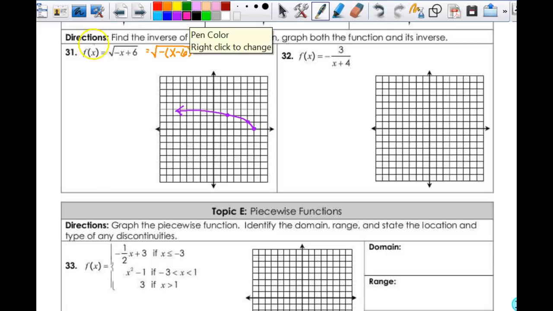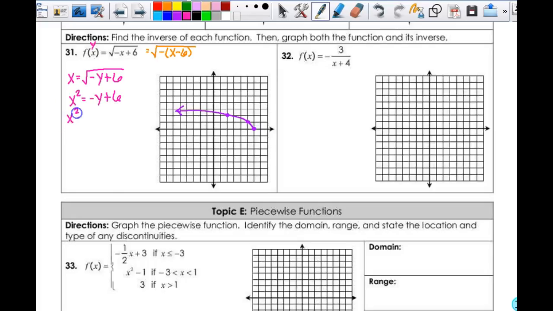So for the inverse, if I think of this as y, I exchange my x and y, this is going to become x equals the square root of negative y plus 6. And whether I use this one or this one, it doesn't really matter because I just have to do the work in the end. So I'm going to square both sides. I'm going to get x squared equals negative y plus 6. So then x squared minus 6 equals negative y. Then I multiply through by negative 1. I'm going to get negative x squared plus 6 equals y, which means f inverse of x is equal to negative x squared plus 6. Had I used this one, I would have gotten the exact same thing.